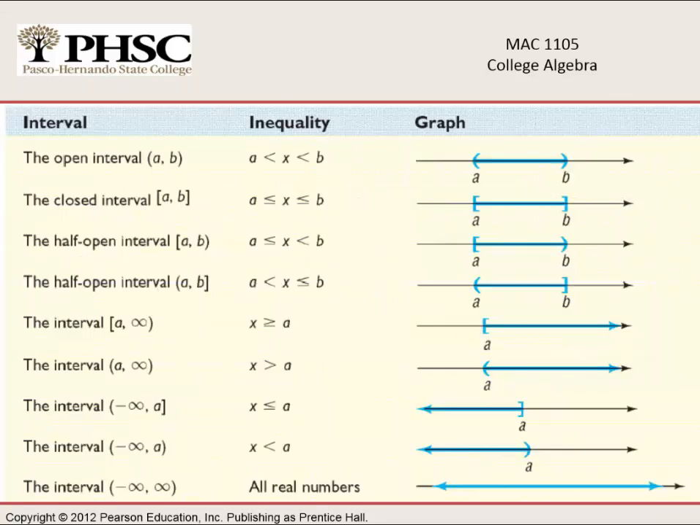So how do we put that on a graph? The open interval (A, B) in the graph would be parentheses on A, parentheses on B. The closed interval [A, B] would be brackets on A, brackets on B. The half-open interval would be bracket on A and parenthesis on B. As you can see, whatever you have in the interval notation is what you're going to have when you construct the graph. I'll allow you to run down these and make sure you become familiar with them.